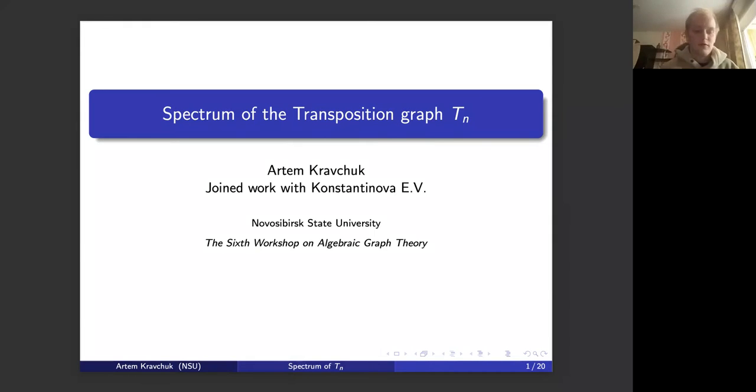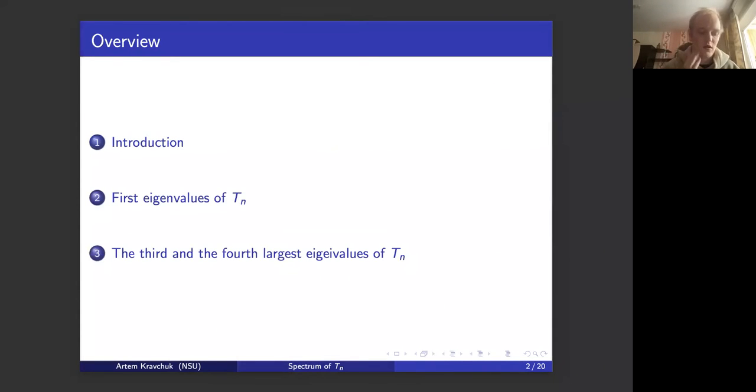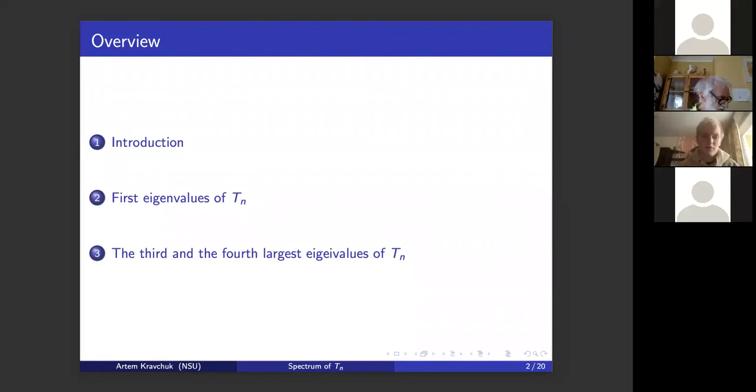Okay, so in this talk, we'll study the spectrum of the transposition network Cayley graph. To begin with, I'll give you a few definitions and tell you about the properties of this graph. Then I'll give you a sketch of proof of the theorem that was proved by me and Konstantinova Elena Valentinovna a couple of months ago. And then I'll give you a sketch of proof of the theorems about the third and fourth largest eigenvalues of the transposition graph, which was proved a couple of months ago too.